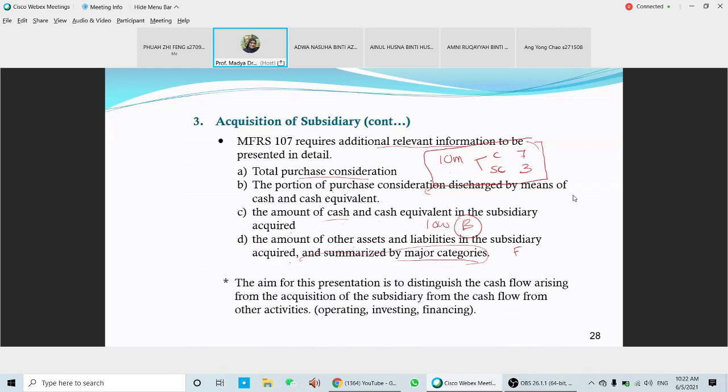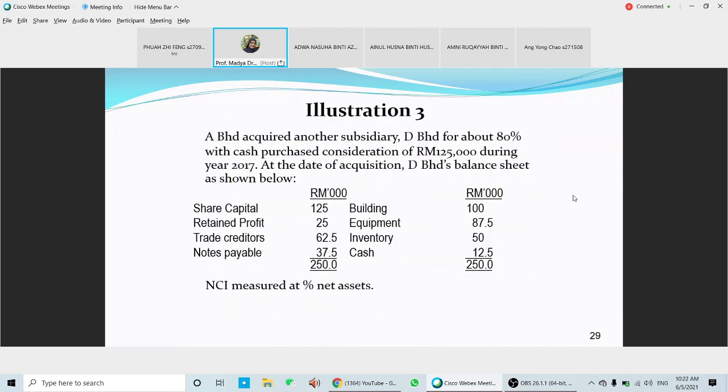Okay, the aim of this presentation is to distinguish the cash flow arising from the acquisition of a subsidiary from the cash flow from other activities, meaning operating, investing, and financing. Okay, let's try to look at this example. A acquired another subsidiary, D, 80%, with a cash purchase consideration. The purchase consideration here is cash, 125. So they paid cash of 125 during the year 2017.